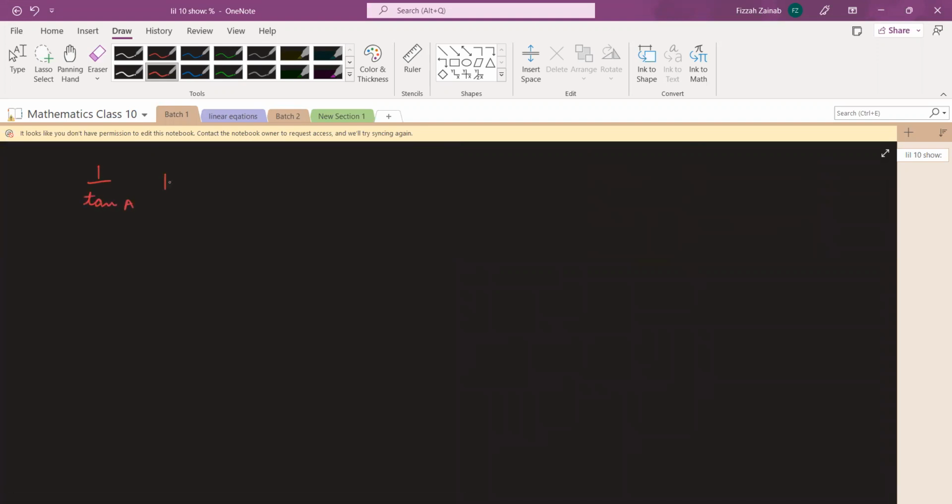So 1 upon tan A plus sine A upon 1 plus cos A, right? So let us put values. So 1 upon, now tan A is 1 by root 3, right? Plus sine A 1 by 2 divided by 1 plus cos A root 3 by 2. Okay. So here, Martin, you can just multiply, right? So root 3 will go in the numerator and divided by 1.